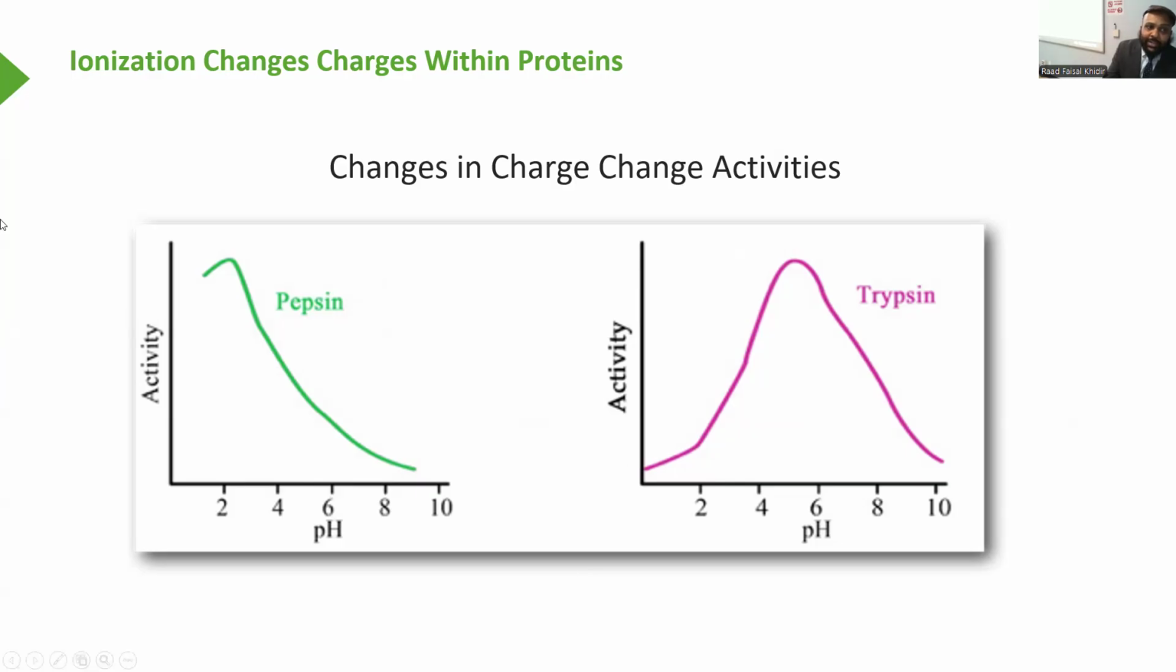So pepsin is working at a very low, acidic pH. The maximal activity, the optimal performance of pepsin, is when the pH is low, while the optimal performance of trypsin is when the pH is almost near neutral. So that shows you it depends on the R groups of the amino acids that make up that particular protein and their ionization.